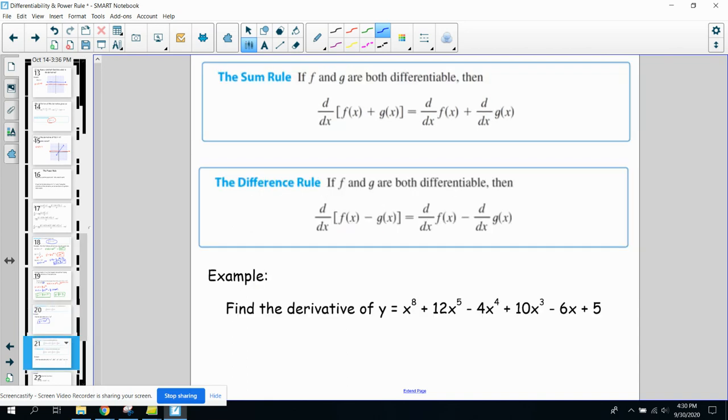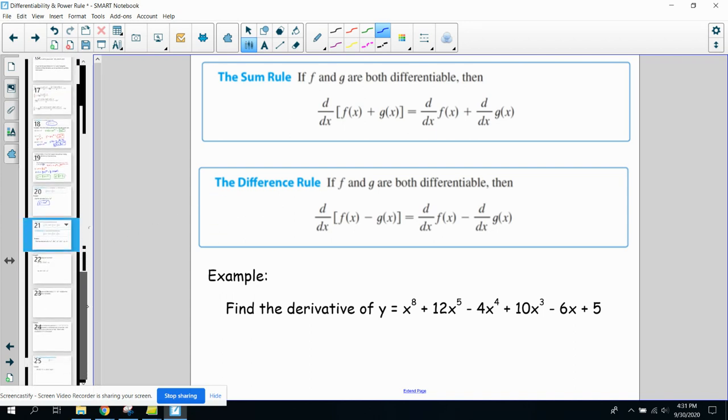And then there's the sum rule and the difference rule. Basically that's just saying if you have multiple things that are being added and subtracted together, just take the derivative of each piece. So it's nothing super fancy.